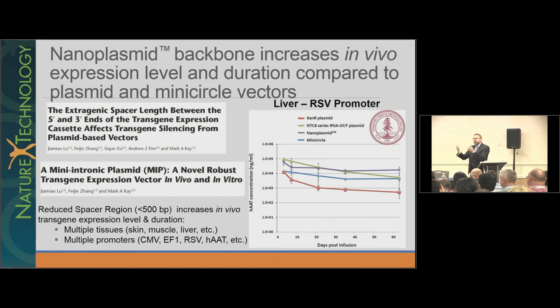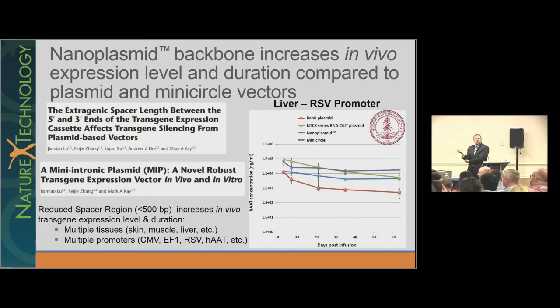So we're not the only ones who have seen a way to do this. They also use RNA-OUT vectors as well, as a way to have high yield. Mini intron plasmids and nanoplasmids are very similar in terms of their expression. But if you look at the right, you'll see that the minicircles have quite a bit lower expression than the nanoplasmid. We see this a lot, and it really does correlate with the source of the minicircles.